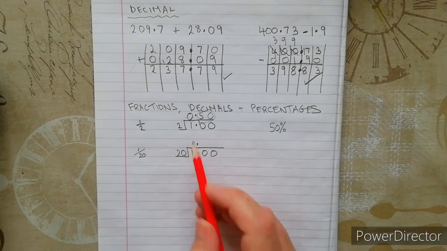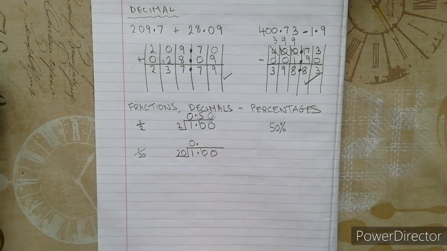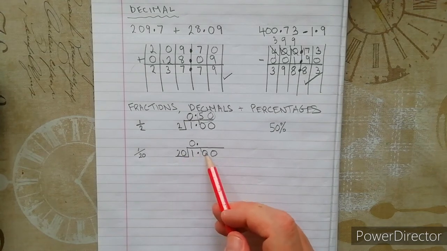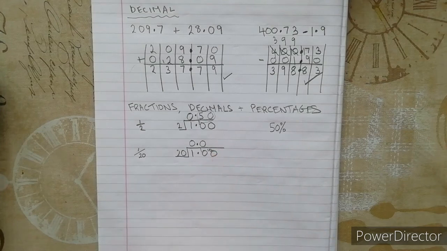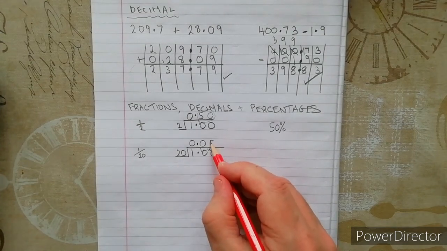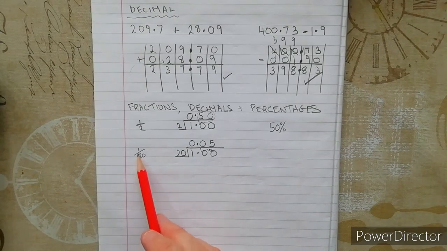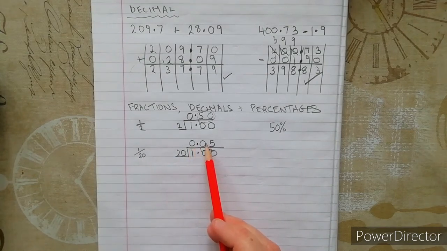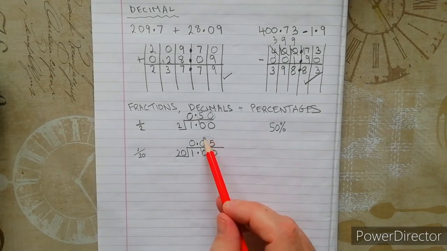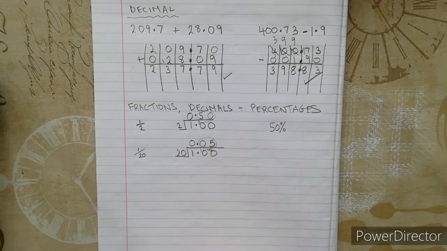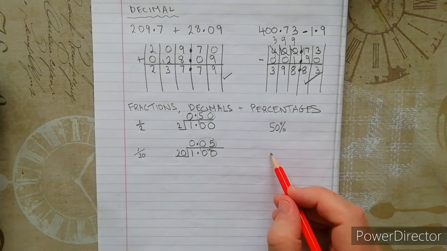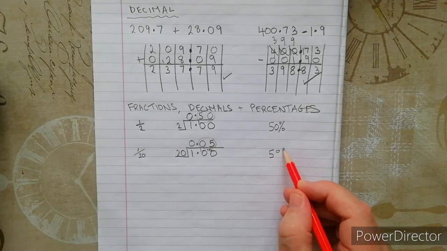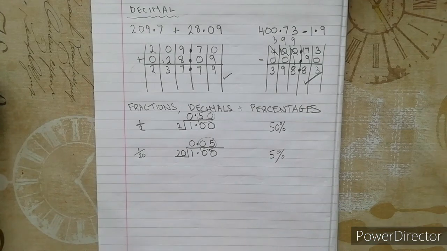20 into 1 is 0, remainder 1. 20 into 10 is 0, remainder 10. 20 into 100 is 5. So the decimal for 1/20th is 0.05. Remember, the percentage is the two numbers after the decimal point. So it's 0.5% or just 5%. You don't need the 0.